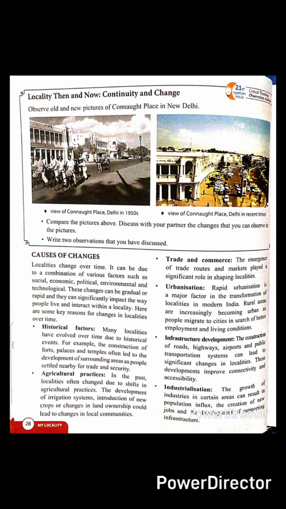Next, infrastructure development. The construction of roads, highways, airports, and public transportation systems can lead to significant changes in localities. These developments improve connectivity and accessibility. Industrialization: the growth of industries in certain areas can result in population influx, the creation of new jobs, and the development of supporting infrastructure. Population influx refers to a substantial increase, that is, a large increase in population entering an area.